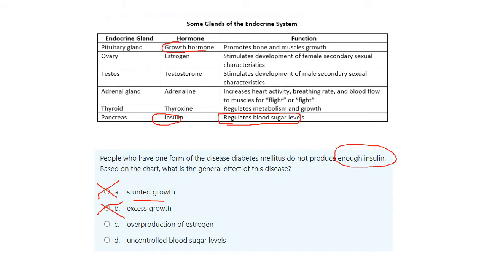These would be the growth hormone in the pituitary gland. Overproduction of estrogen, well, that would be the ovaries. It's not about insulin, so it's not going to be C. Uncontrolled blood sugar levels. Uncontrolled means sometimes there might be too much sugar in the bloodstream, which can cause a problem for the body. Other times there might not be enough, so the body might not have enough energy. The level of the blood sugar would not be controlled. It would not be regulated. Remember, the word regulate means to control. So answer D is correct.